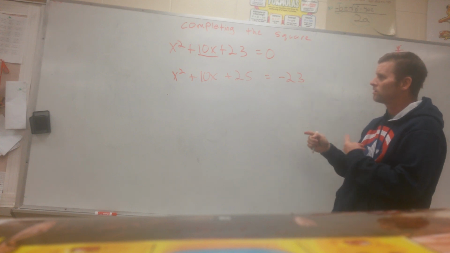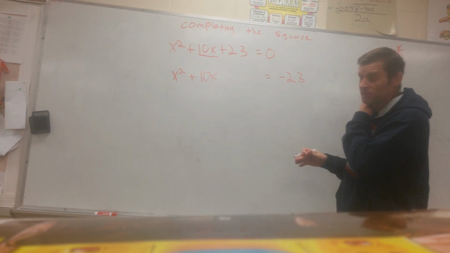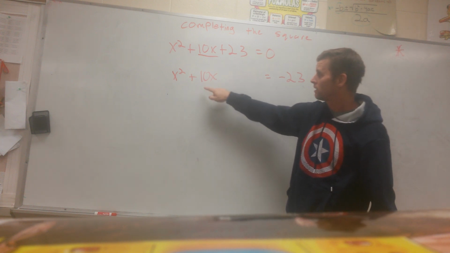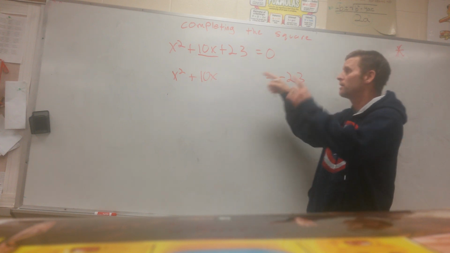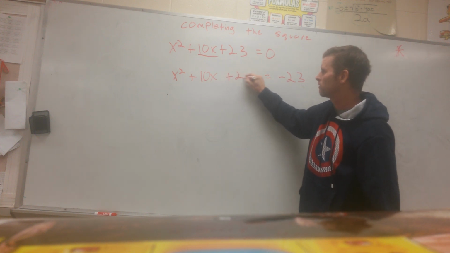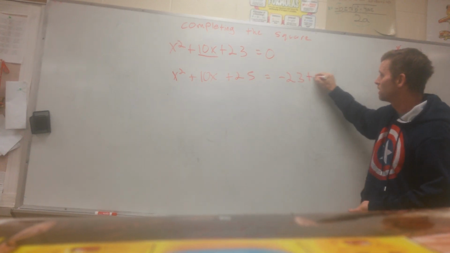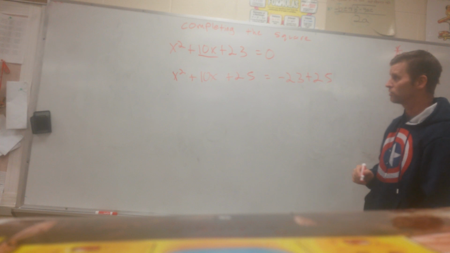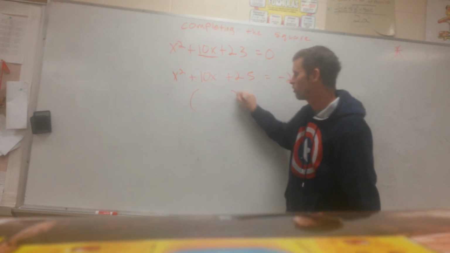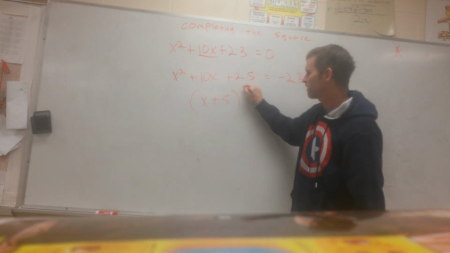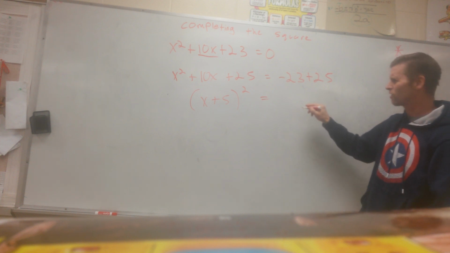Now, how did I come up with the number 25? Well, we knew it from the previous problem, but it's always half the middle term, which is 5, and then squared. So plus 25, okay? Now, if I just randomly add a 25 to this side, I've got to do it to this side too. Now, I've got my square of a binomial, and that's x plus 5 squared. This side comes out to, not 0, but 2.